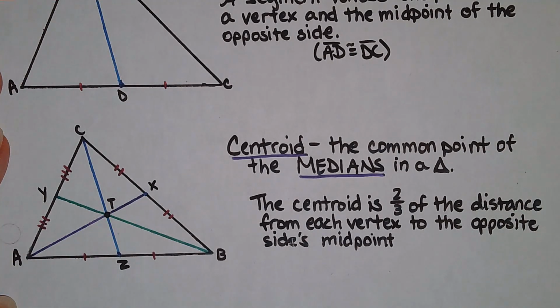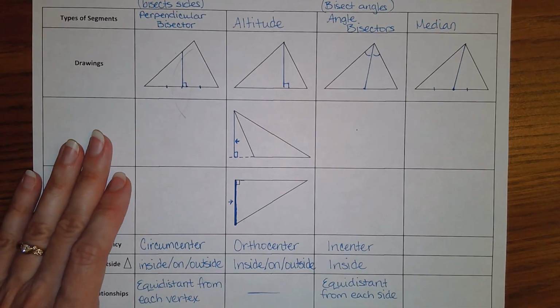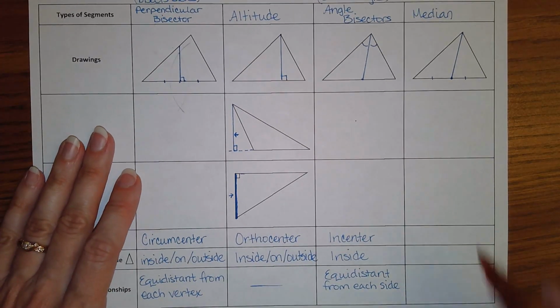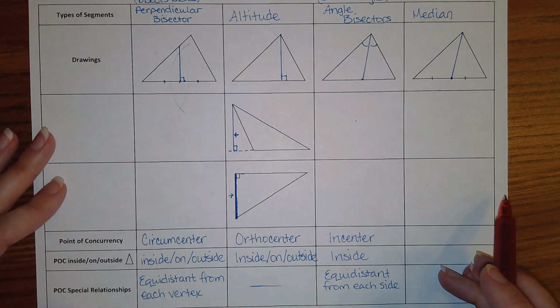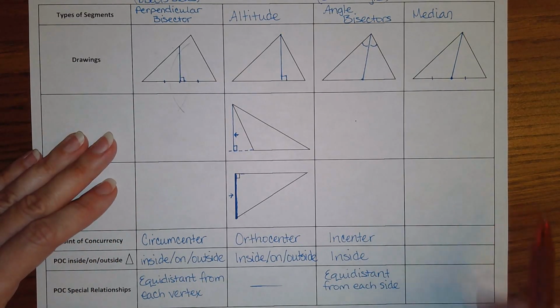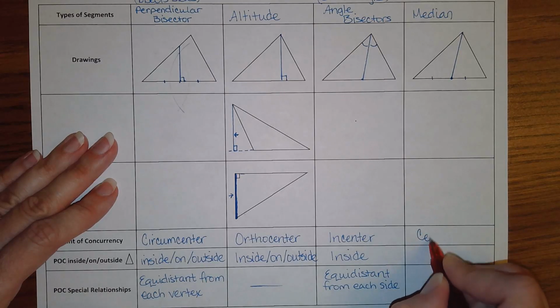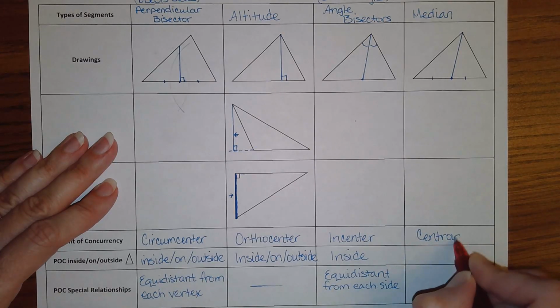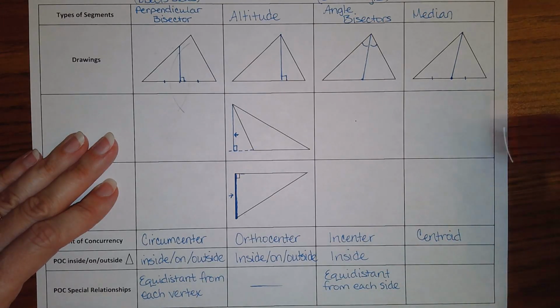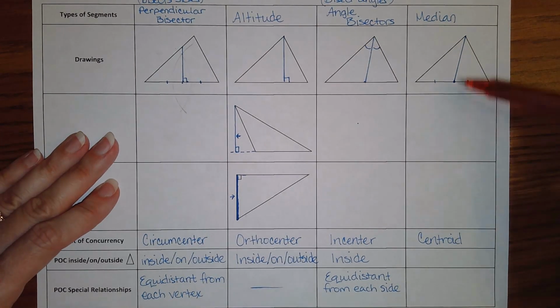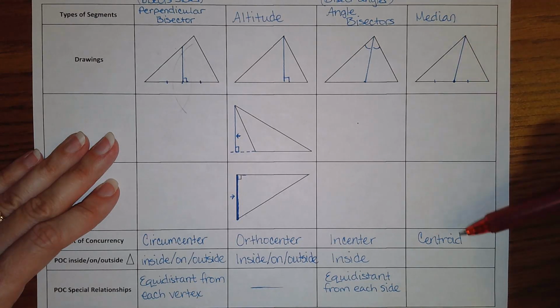So we're going to go back to the chart. So we're going to finish filling in the chart here. And under median, the point of concurrency was called the centroid. And you will need to be able to pair median and centroid together. You will need to know that where the medians intersect, that point's called the centroid, those two go together.